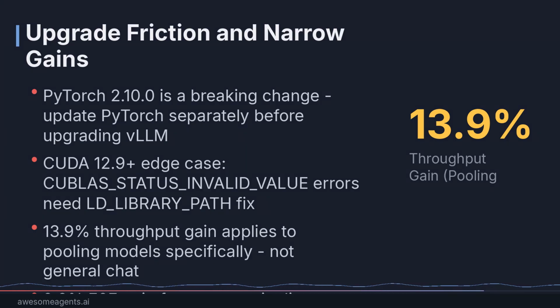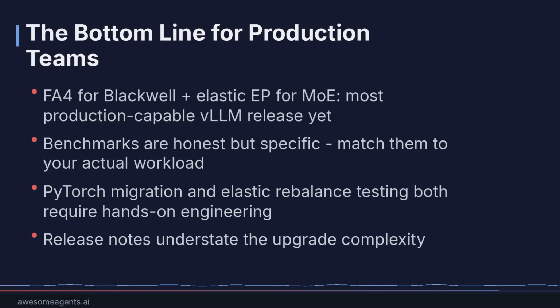And the performance gains they advertise are real but narrow. The 13.9% throughput improvement applies to pooling models specifically, not a general chat endpoint running Llama. Good to know. Read the fine print before expecting those numbers. Exactly. The benchmarks are honest but specific. Match them to your actual workload.